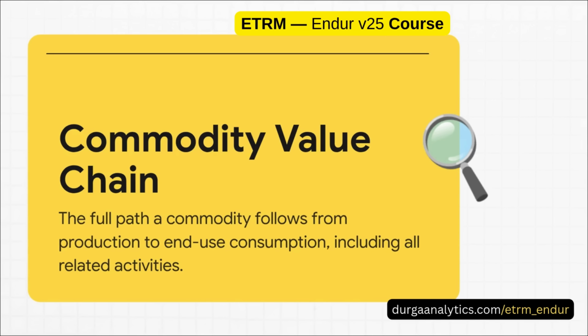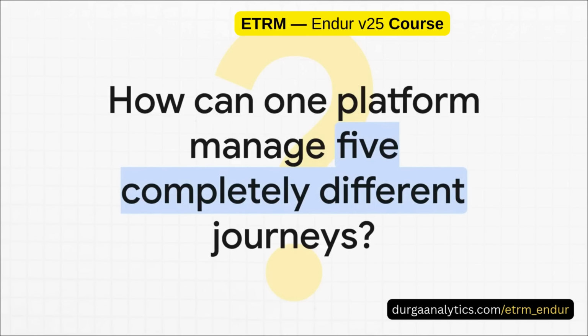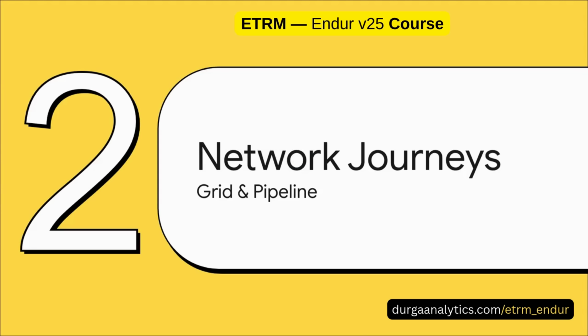From the second a molecule is pulled from the ground to the final invoice being paid, every single step adds cost, complexity, and, most importantly for us, risk that has to be managed. And that brings us to the multi-trillion-dollar question, right? The very question a sophisticated system like Endur was designed to answer. How on earth do you create one coherent picture of reality when you're trying to manage the instantaneous flow of electricity, the daily nomination of natural gas, and the month-long voyage of an LNG tanker, all at the very same time? So, let's break this down.